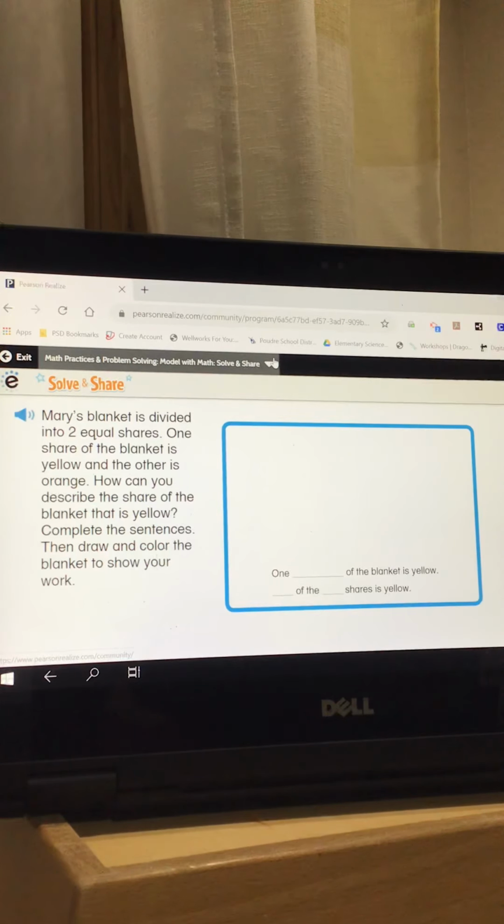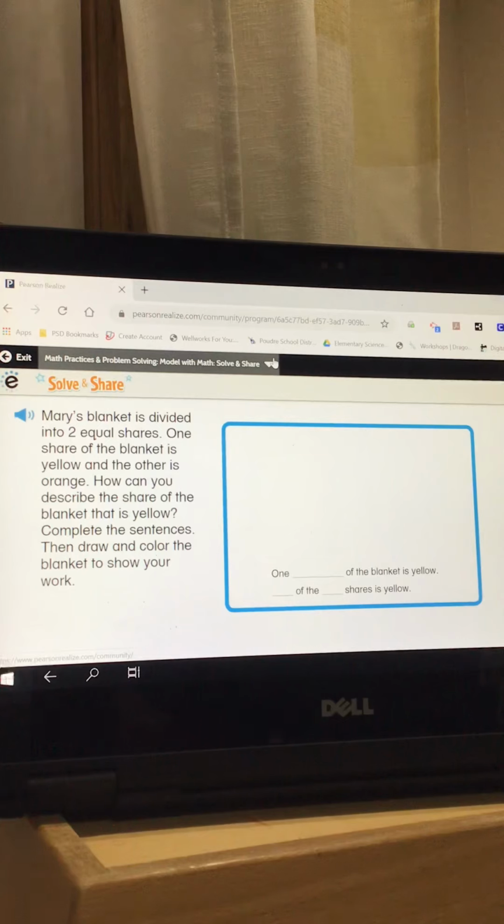Here we go. Mary's blanket is divided into 2 equal shares. One share of the blanket is yellow and the other is orange. How can you describe the share of the blanket that is yellow? Complete the sentences, then draw and color the blanket to show your work. Okay, let's read our sentence starter. One blank of the blanket is yellow. Blank of the blank shares is yellow.